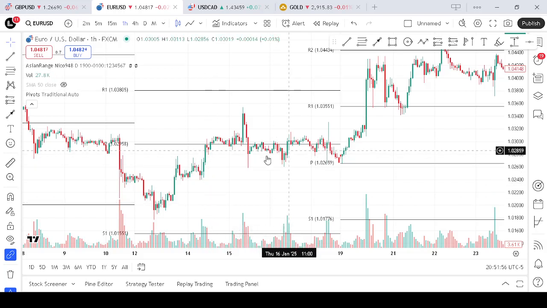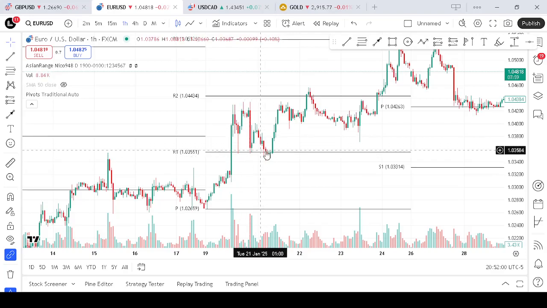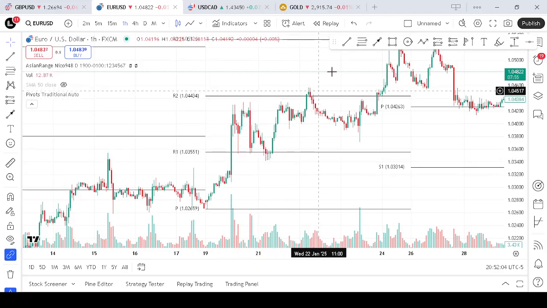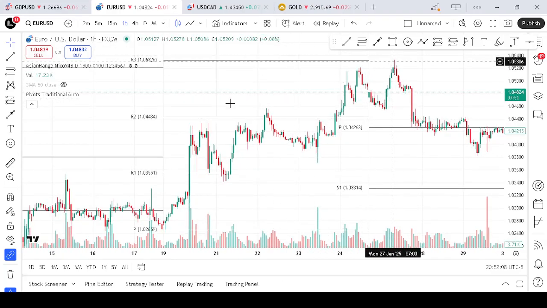These are examples of when price breaks a particular level. When price broke the R1, it showed that it was going to continue to break the R2. And once it breaks the R2, it shows it's going to get to the R3.